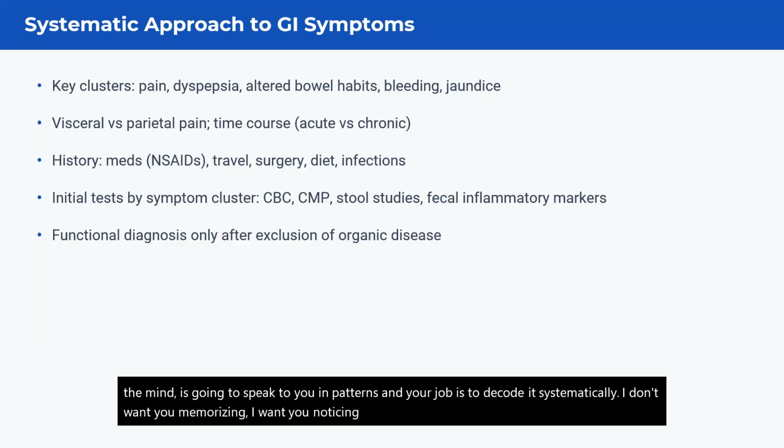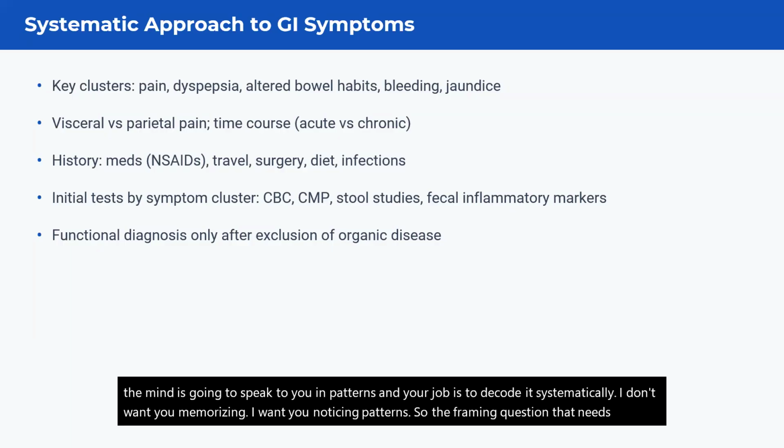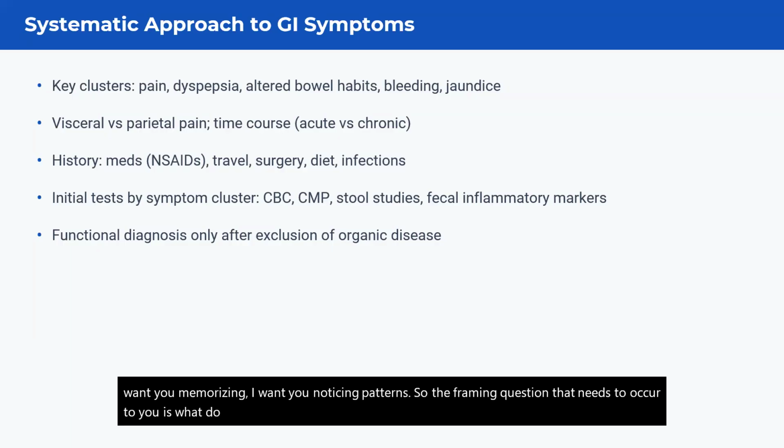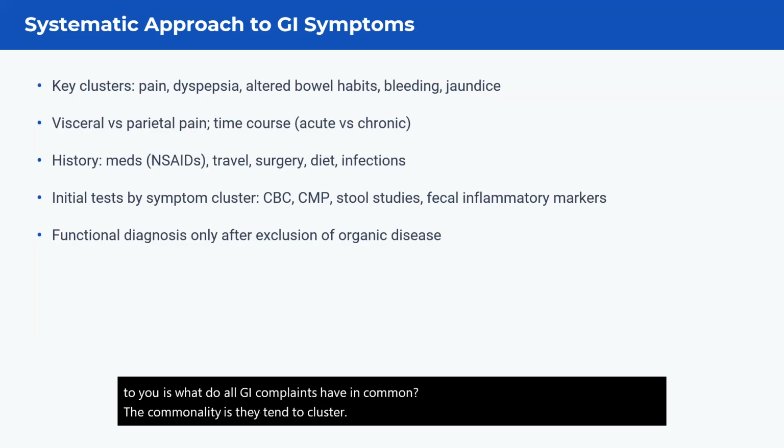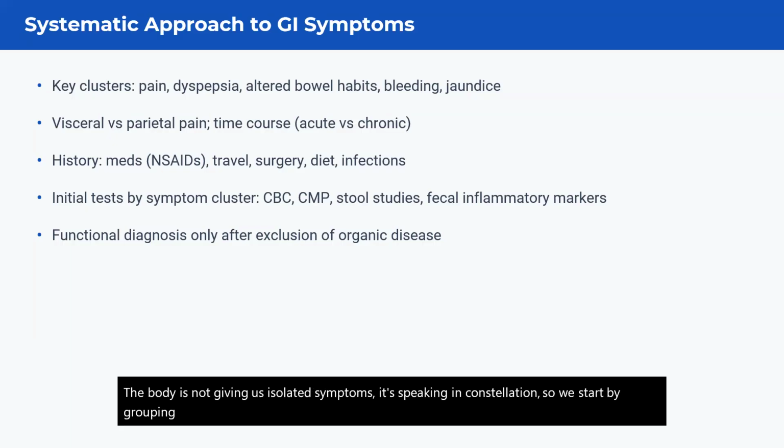So the framing question that needs to occur to you is, what do all GI complaints have in common? Well, the commonality is they tend to cluster. The body is not giving us isolated symptoms, it's speaking in constellations. So we start by grouping symptoms into five major clusters.